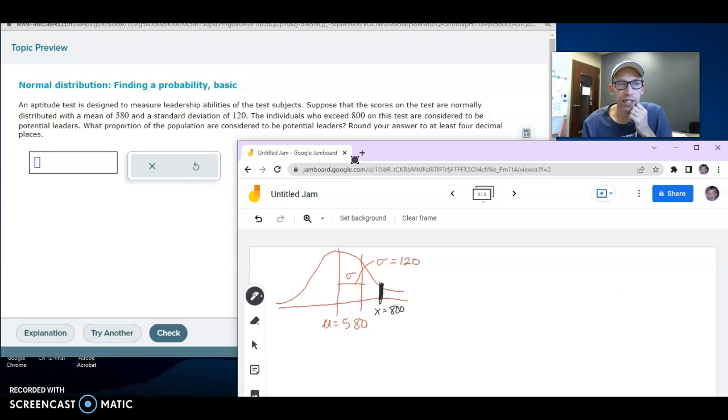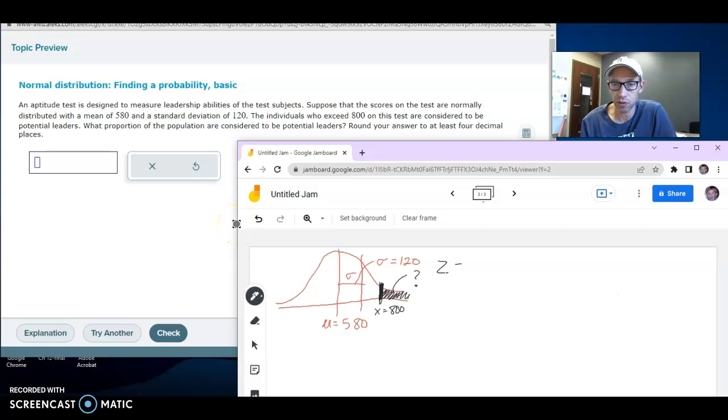So what do we want? We want the portion of individuals who score above. The word exceed tells us we want this right here. This is what we're trying to find. So again, we have a cutoff. We're trying to get the portion above. Now, we can use an ALEKS calculator to give us a useful bit of information here. But in order to use it, we need a z-score.